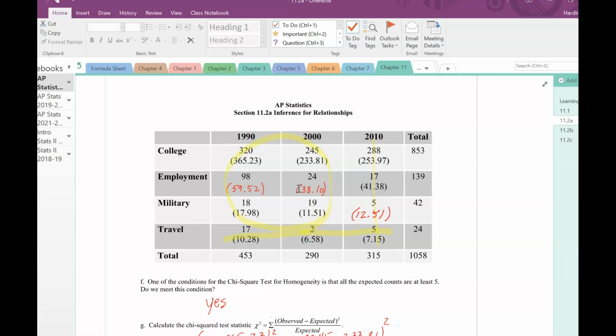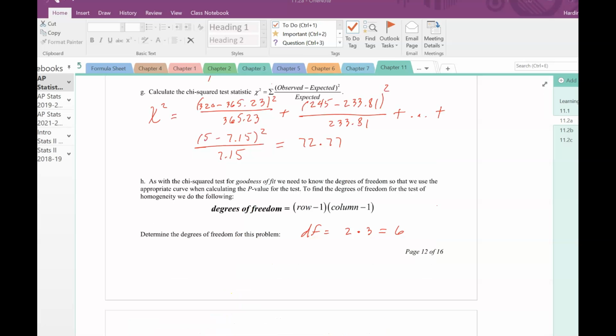So once we have all of those expected counts, one of the conditions for this test for homogeneity is that all of the expected counts are at least 5. So looking through the table, we can verify that yes, all of these expected counts are at least 5. So then if we move forward with calculating the test statistic, you can see the pattern there for each cell in the two-way table. It's the observed value minus the expected value squared over the expected value. The sum of all those things leads you to 72.77. This is the chi-square statistic.